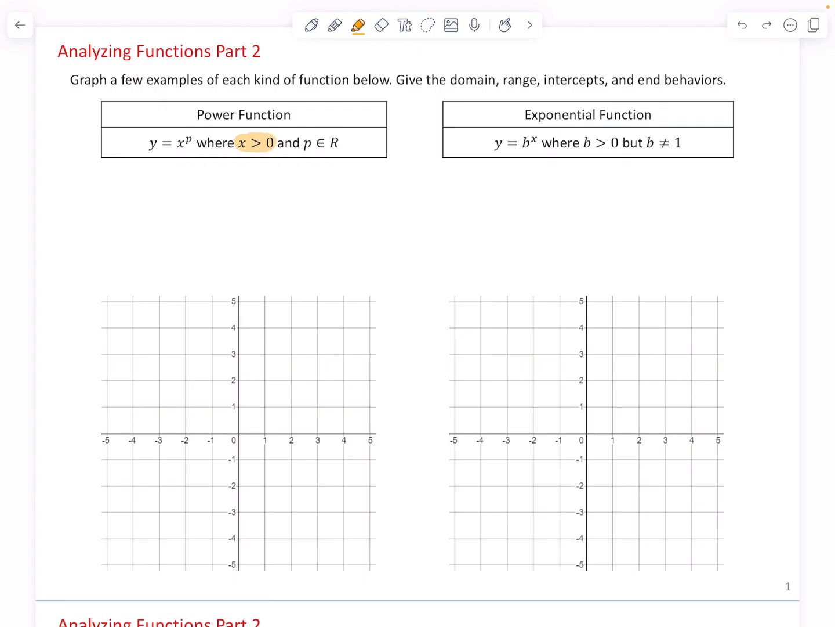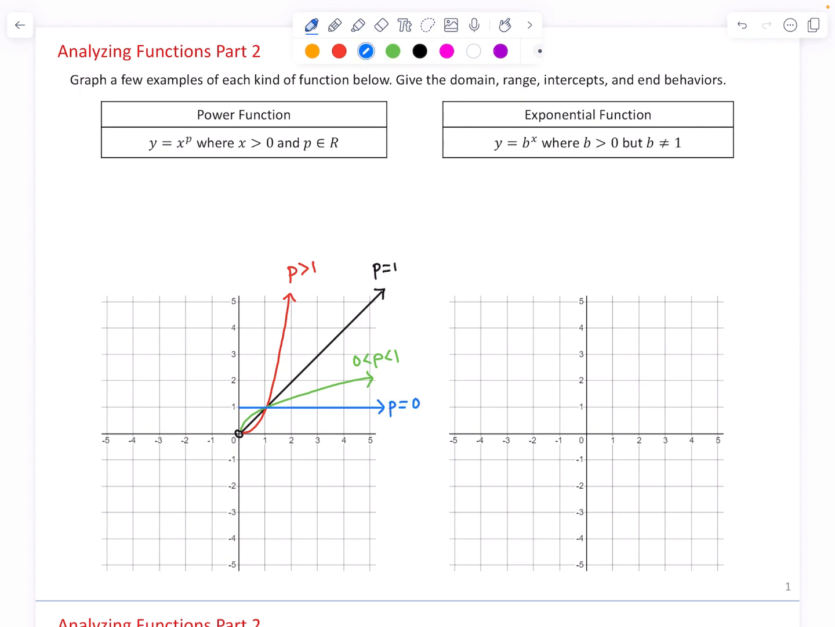1 back. Now these functions are defined for x being positive, and when p is 1, we get this ray starting with a hollow point at the origin. When p is more than 1, we get a very steeply increasing non-linear curve. When p is between 0 and 1, we get an increasing curve, but it's flattening out as we head to the right. When p is 0, we have a horizontal line off to the right at height 1. And when p is negative, we have a curve in the first quadrant that follows the axes as asymptotes. And all of them go through the point 1, 1.